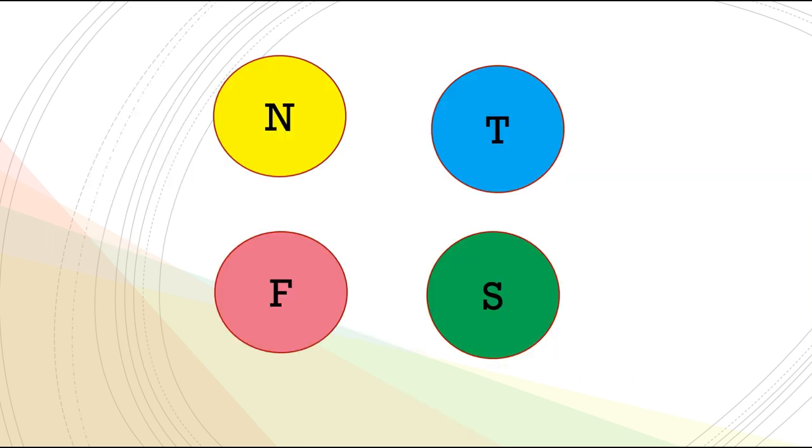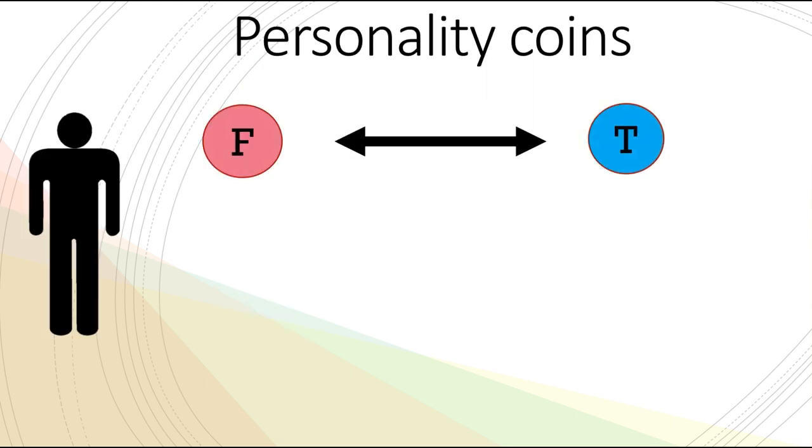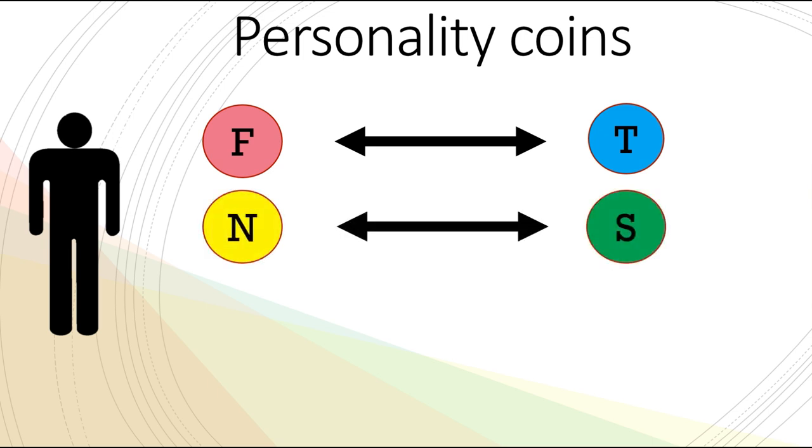So we remember each of the four functions. Each of these four functions has the same sort of connection. So if you have a person who has a lot of feeling, it means they don't have as much thinking. If they have a lot of intuition, it means that they don't have as much sensing.